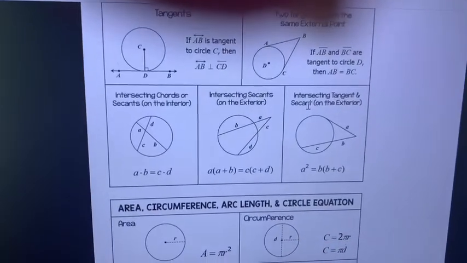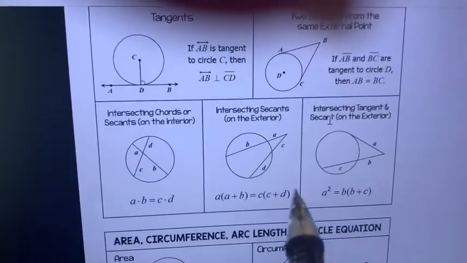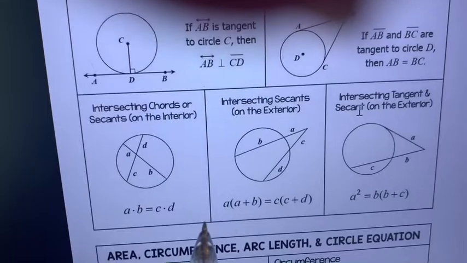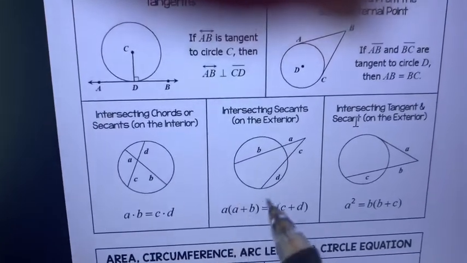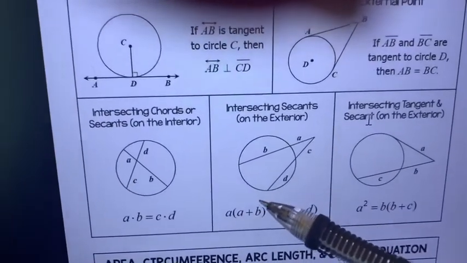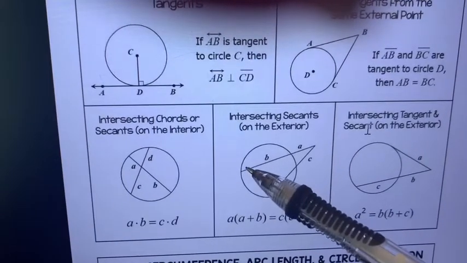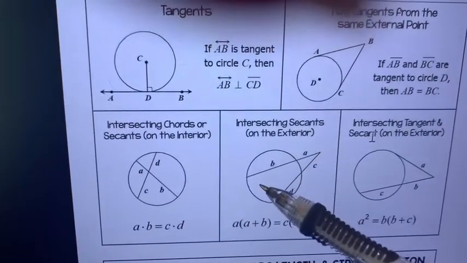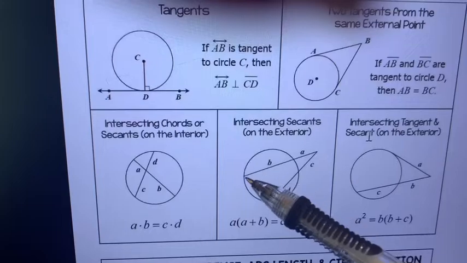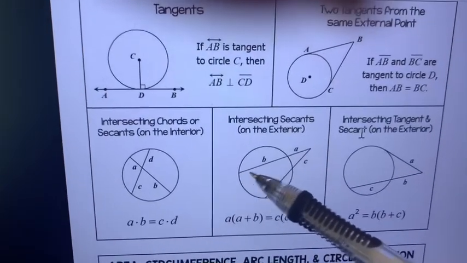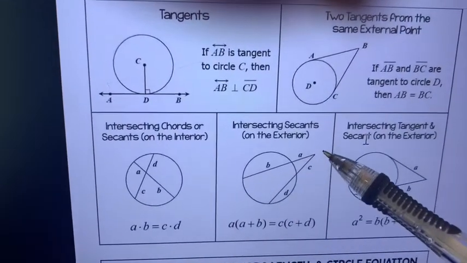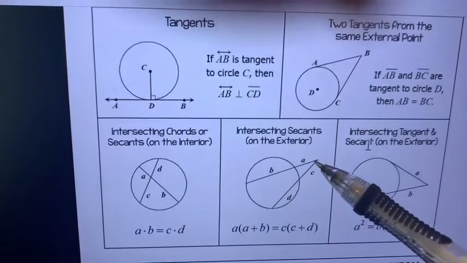You're going to go to the second page, and the one we want to focus on is called intersecting secants on the exterior. So for this one, we have secant lines, and those lines intersect the circle. The difference between the chord, which would be like just this little B part, and the secant is that it continues to go. So like A plus B would be the secant.